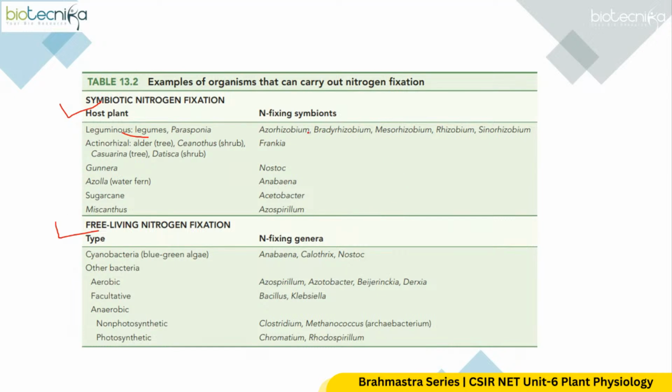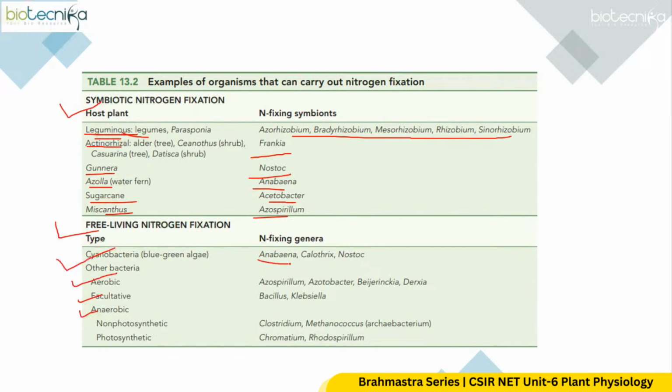So if you see all the rhizobial species, that is Azorhizobium, Bradyrhizobium, Mesorhizobium, Rhizobium, Sinorhizobium, everyone, the host plant is the leguminous. It could be legumes or Parasponia. Actinorhizal, Frankia. Gunnera, Nostoc. Azolla, Anabaena. Sugarcane, Acetobacter. Miscanthus, Azospirillum. Now, if you look into the free-living category, you have cyanobacteria, aerobic bacteria, facultative, and anaerobic.